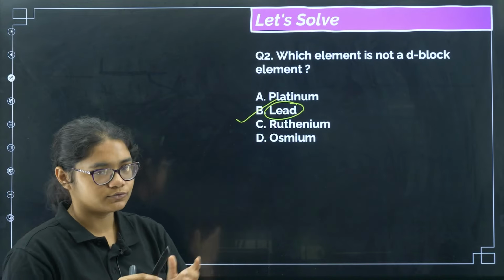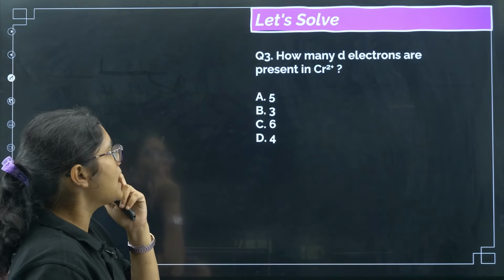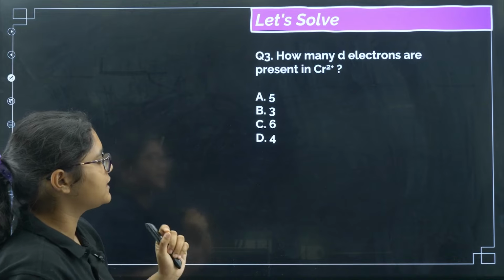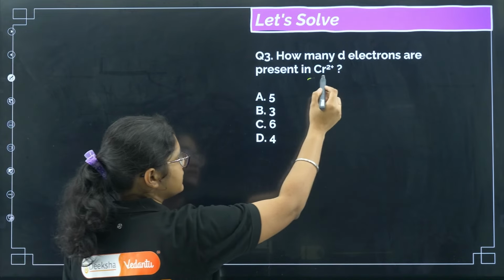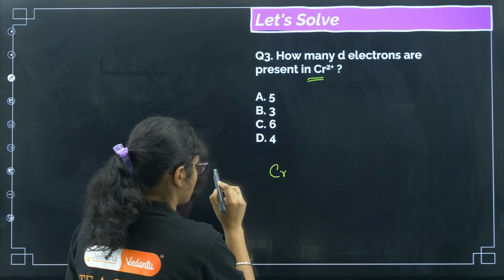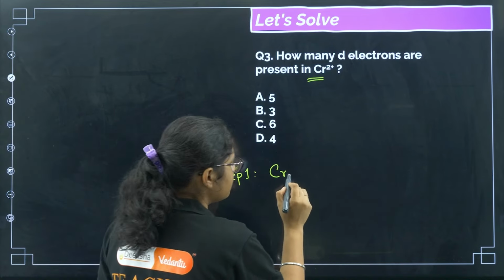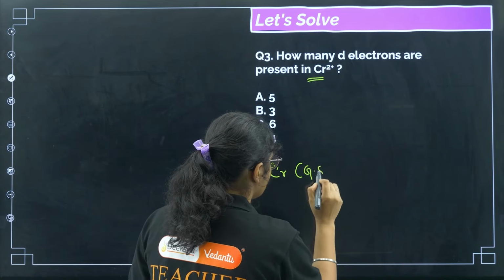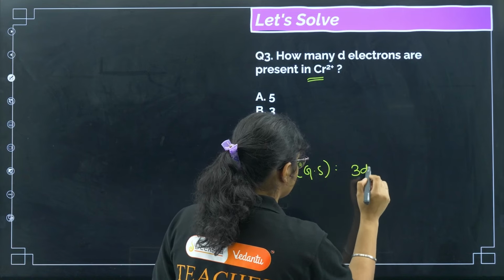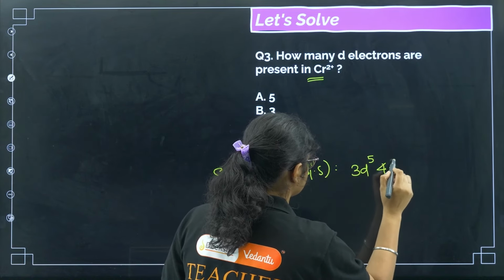So that is why we can choose that answer. Next question: how many d electrons are present in Cr2+? See how to do these types of questions. Step 1 is to write the electronic configuration of chromium in the ground state. So it is 3d5 4s1.